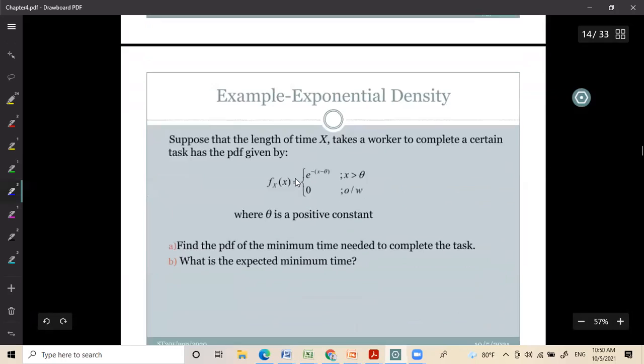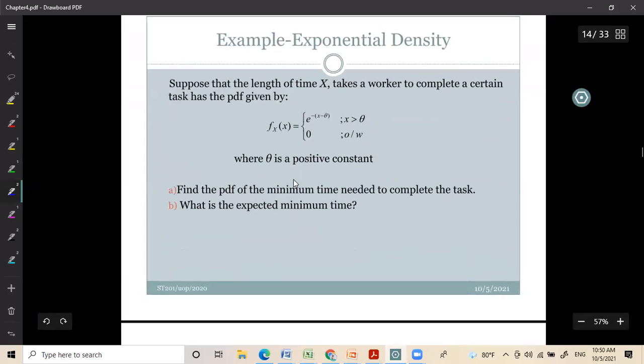So here's another example. Let's look at this also. Suppose that the length of time X that it takes a worker to complete a certain task has this given PDF, where theta is a positive constant. e to the power negative (x minus theta), x greater than theta. So this is the PDF of X.